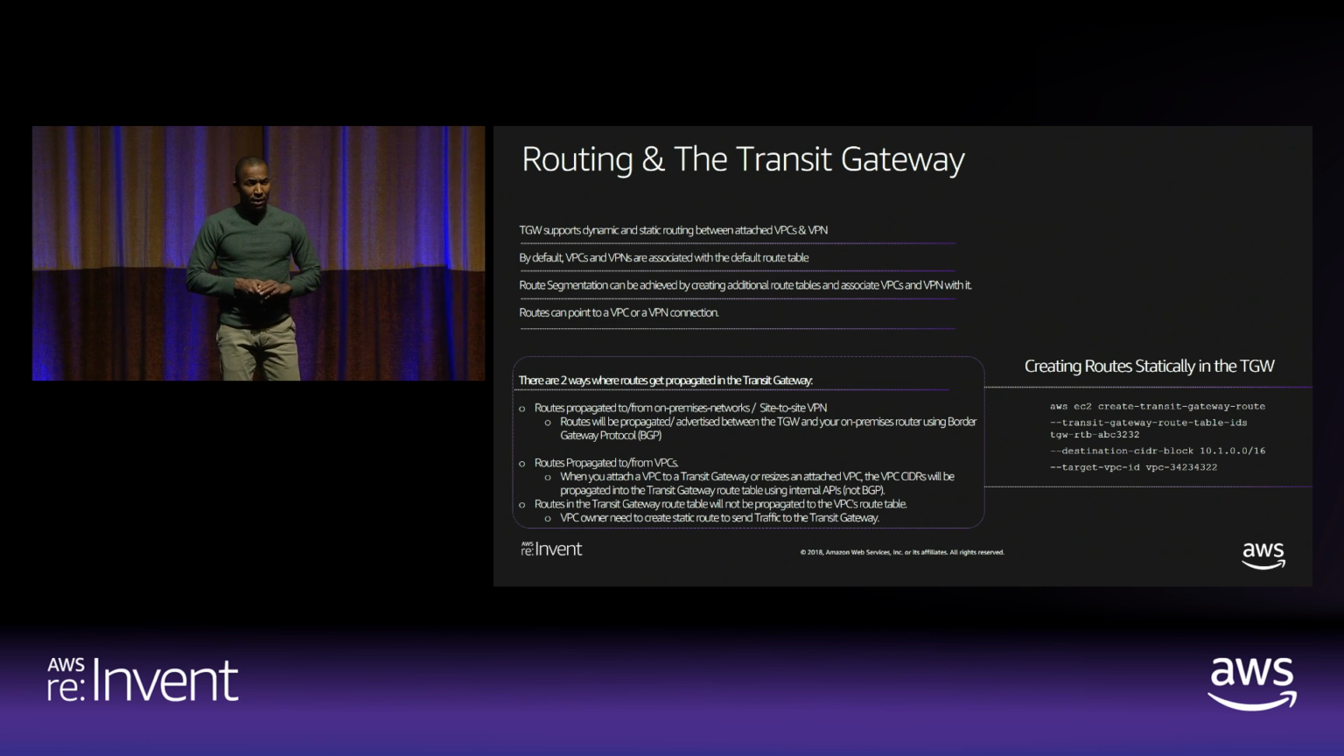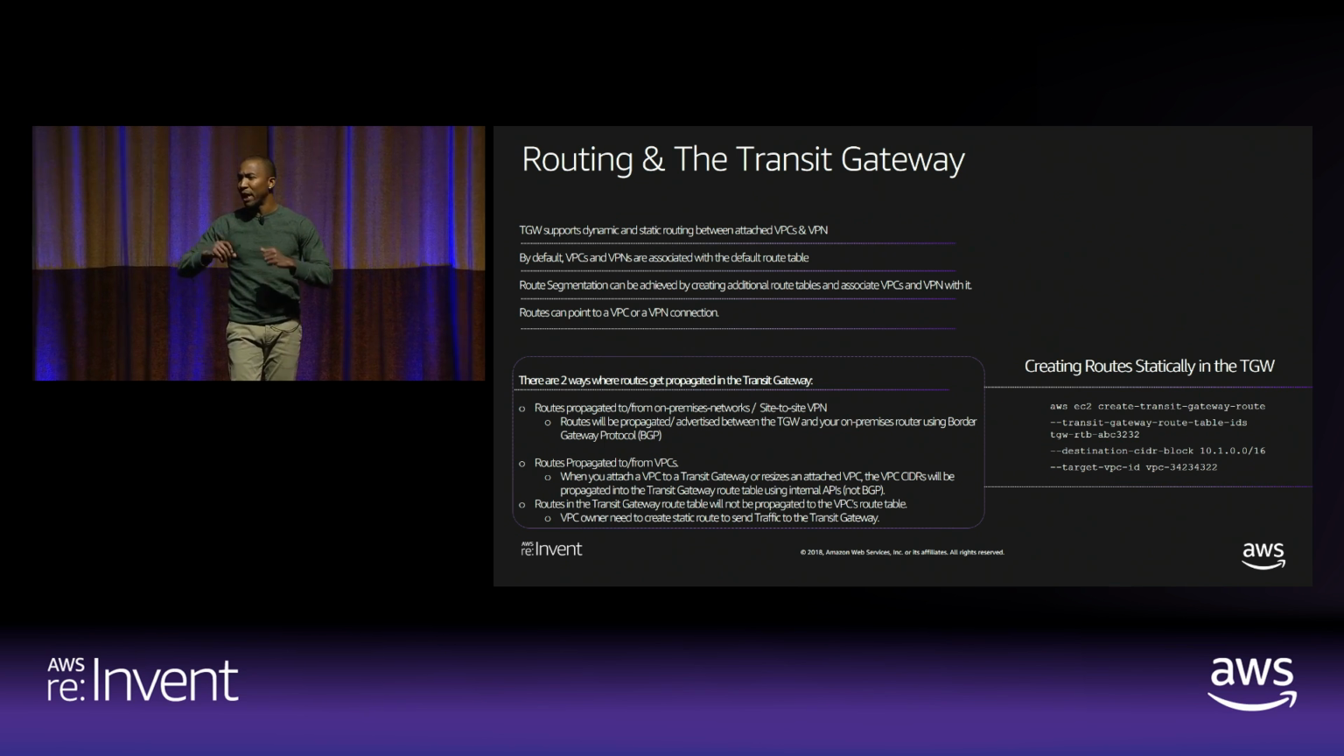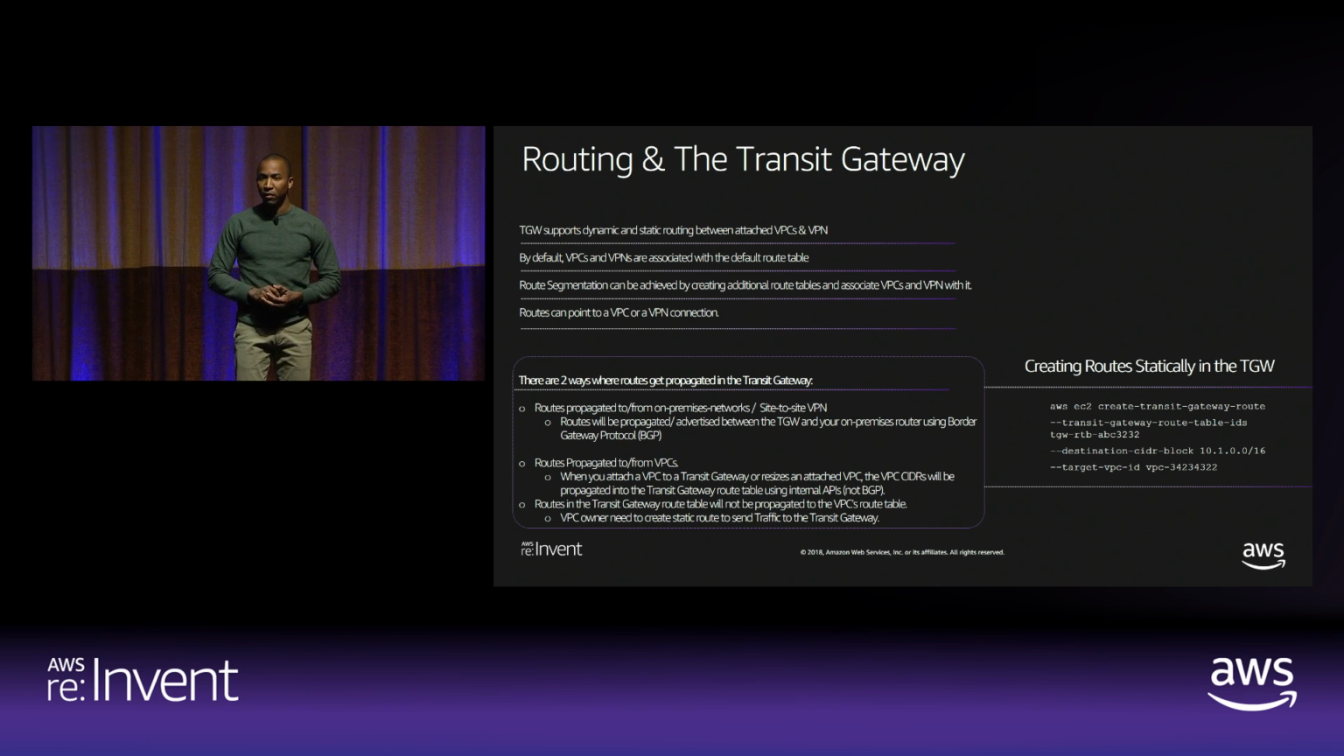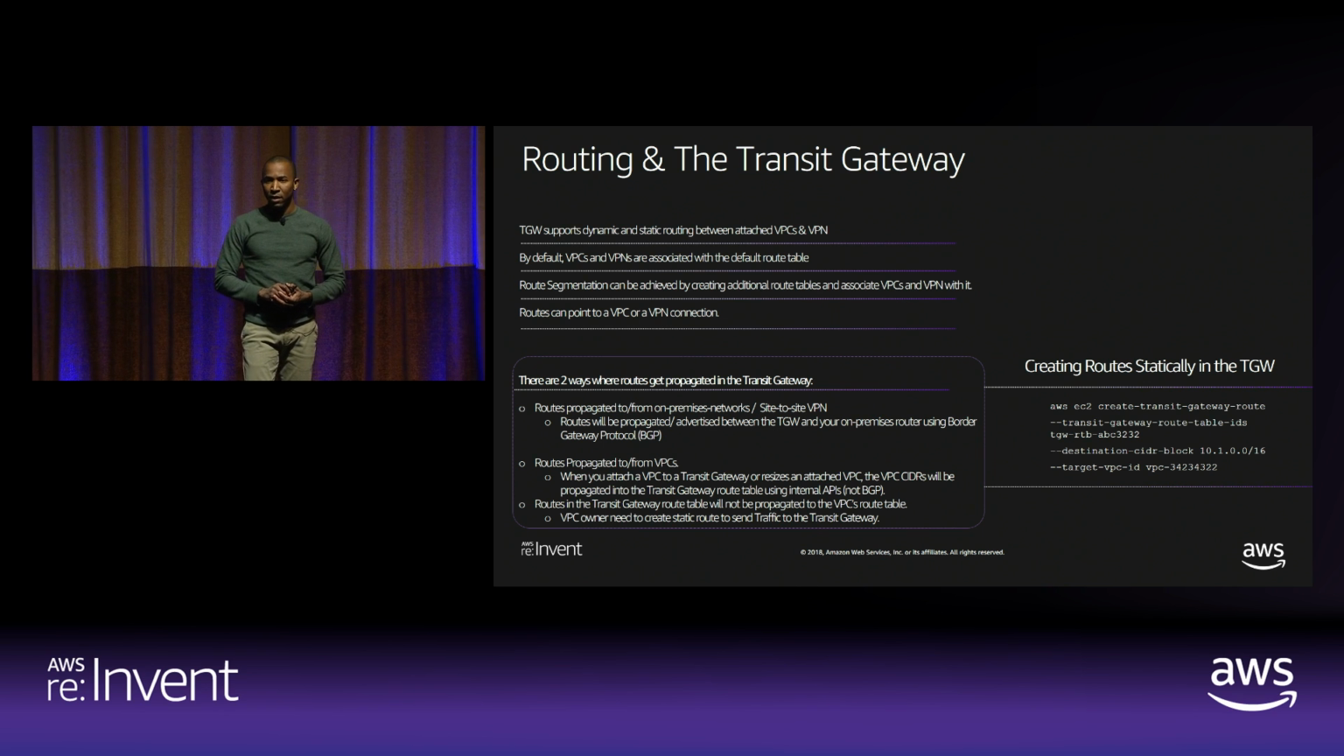Another scenario that you may want is, well, I have all these VPCs. I don't necessarily want them to talk to each other, but I want them all to be able to communicate with my on-premises network. You can create that routing configuration within AWS.